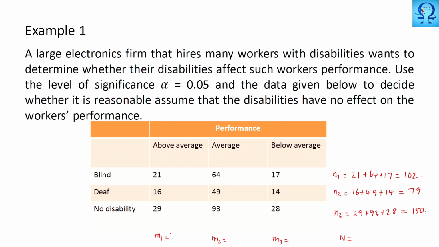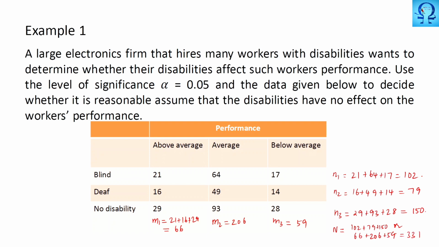M1 is 21 plus 16 plus 29, which is 66. In a similar way, we can calculate M2 to be 206 and M3 to be 59. Now, to calculate this N, it can be either 102 plus 79 plus 150, or 66 plus 206 plus 59. Both are 331. This way we calculate n1, n2, n3, and m1, m2, m3. Once it is done, you will have to calculate the expected frequencies, eij.